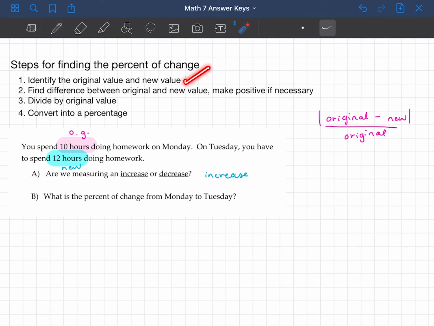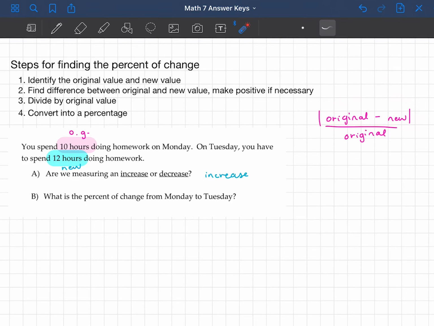So we've already identified the original and the new value. Now we need to find the difference between the original and the new, and we need to make it positive if necessary. So this is the reason we have these absolute value signs here, is because whatever difference we find by subtracting the original and the new, we need to make sure that value is positive. So that's all these brackets mean. They're not scary at all. So let's go ahead and do that.